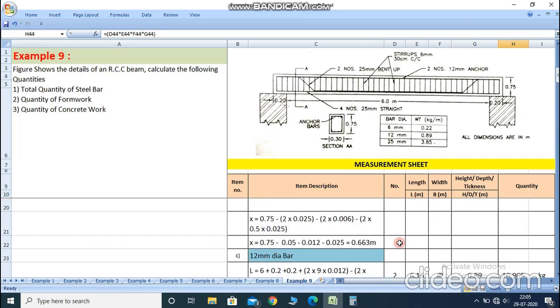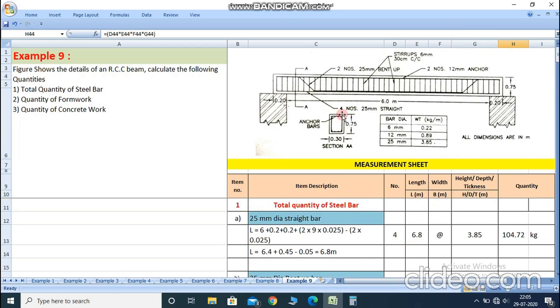So this example is finished here. We calculated the total quantity of the steel bar, the total quantity of the formwork, and the quantity of the concrete work.